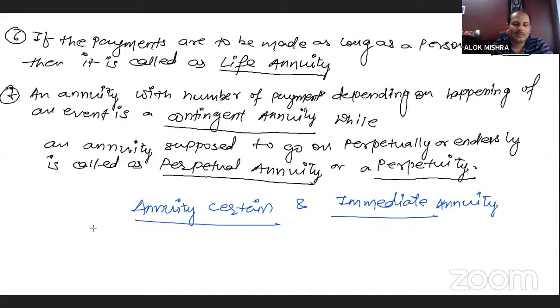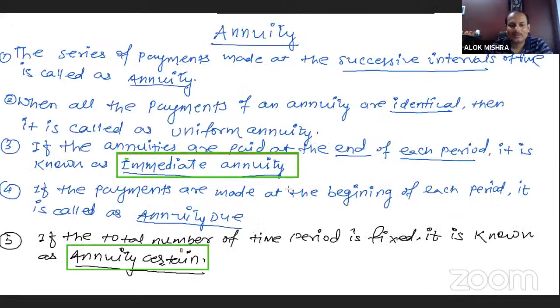Then for 8 years, it means I have decided the number of years also. Isn't it annuity certain? And I have not said whether the payment is at the beginning or at the end. So if the payments are made at the end of each period, then it is called immediate annuity. So whatever question you will have in your syllabus is basically immediate annuity only. Any questions?